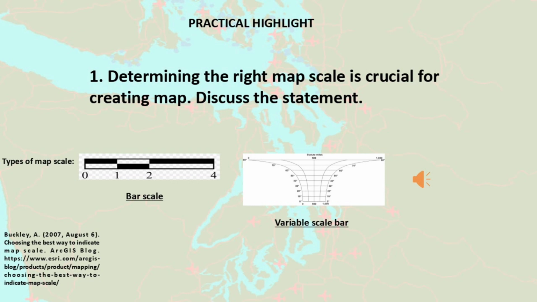For example, since people who are using maps are surely unsure about the location that they are going to, it is important for a map to have a right scale to avoid them from being lost. Next, it also helps the map reader to determine the distance on the map.